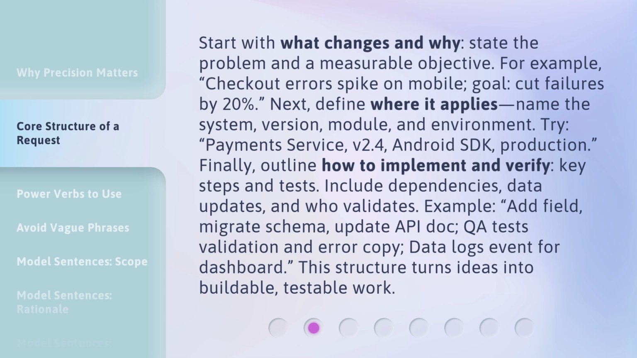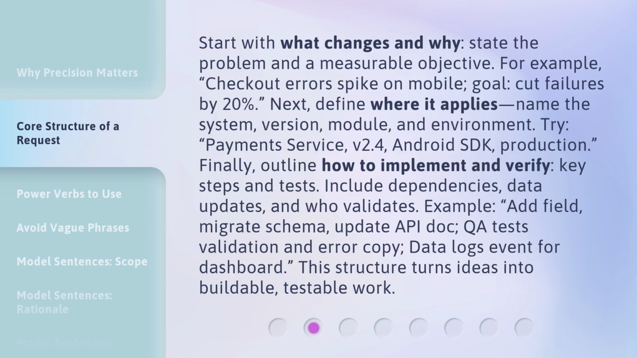Start with what changes and why. State the problem and a measurable objective. For example, checkout errors spike on mobile. Goal: cut failures by 20%. Next, define where it applies. Name the system, version, module, and environment. Try: payment service, v2.4, Android SDK, production.